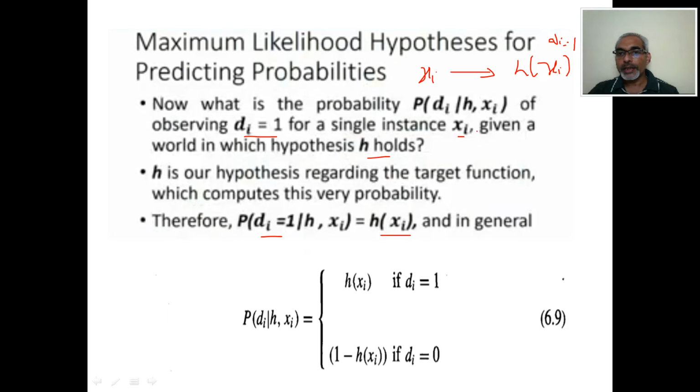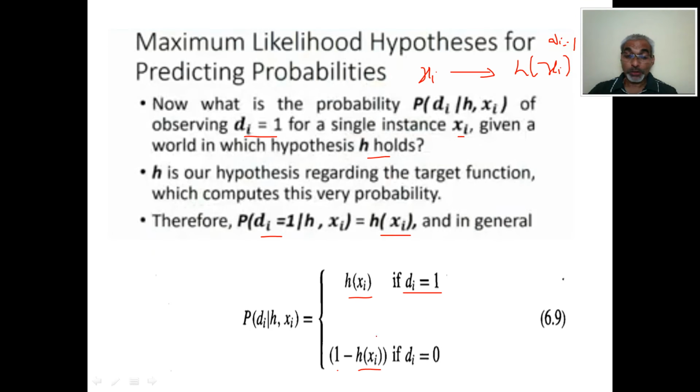So now we can rewrite this equation mathematically. We can still simplify this. Probability of di given h comma xi is equal to h of xi, right? Hypothesis for all the instances xi when di equal to 1. When di equal to 1. If di equal to 0, then what will be the probability? It is 1 minus of this, 1 minus h of xi. This is very basic from our probability.